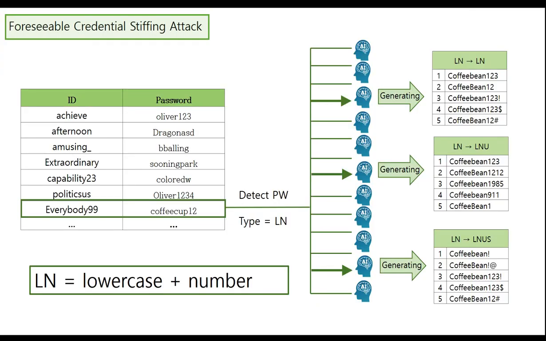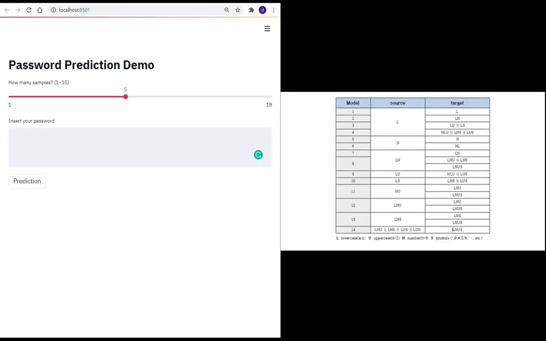This slide shows a diagram for a foreseeable credential stuffing attack machine. The machine consists of multiple AI models trained using a total of 3 billion passwords. Once the source is given, the machine checks the type of source and passes it to the designated AI models to generate samples. Let me show you on the demo page.